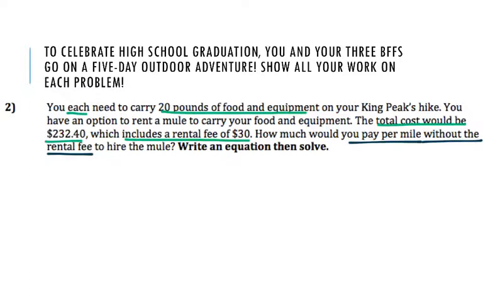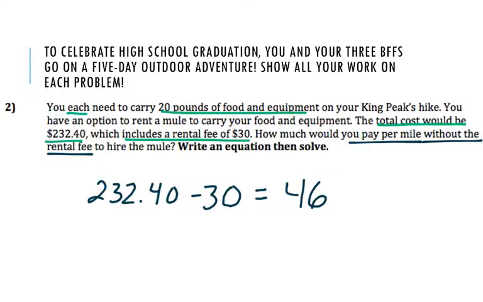So if we start out with our total cost, $232.40, and subtract the rental fee, that will give us the amount it will cost us for the total amount of miles. And if we look back at number 1, it tells us that the number of miles is 46. So 46 miles times whatever the cost is per mile, and this is where we place our x. So now that we have our equation, we can solve it.